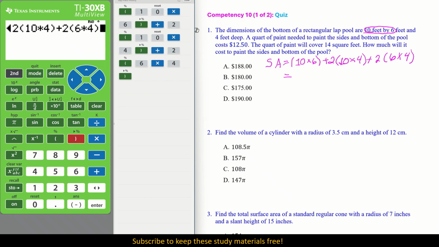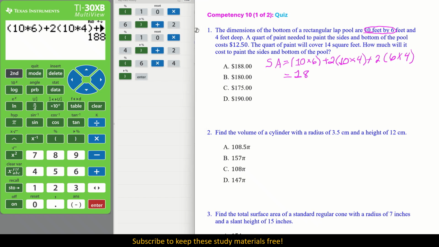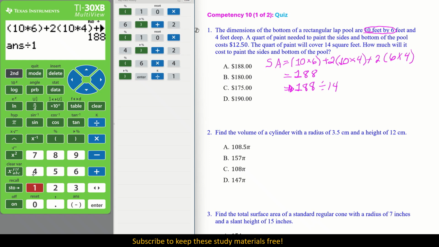And yes, you could do some of this in your head, but you're going to be taking a test. Do you really want to risk it? So let's push enter, and 188 is that surface area. Now, each can of paint, or these days we say bucket of paint, but it is a quart. This implies that we take this 188 and divide that by 14.